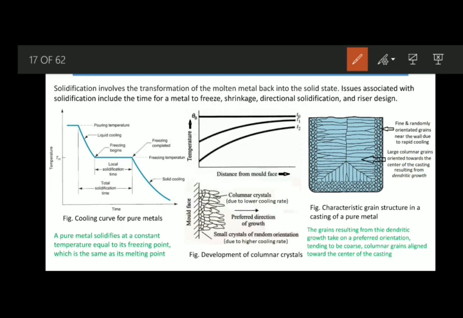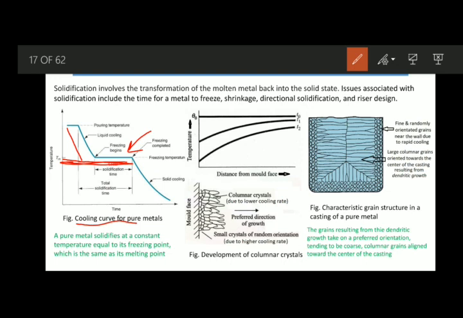In this case of the pure metal cooling curve, we have to know how the grain is formed. The first thing is, this is the cooling curve. What we must remember is that the freezing in case of a pure metal happens at a constant temperature. You can see this blue line is horizontal. So there are three distinct parts. One is the liquid cooling region, when the metal is cooling down but it is in a liquid state.